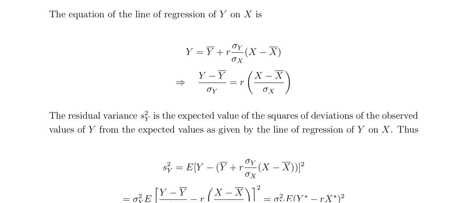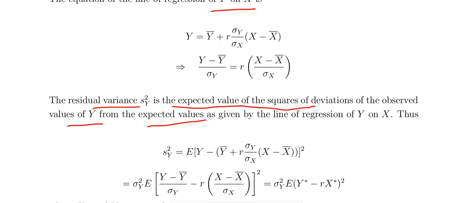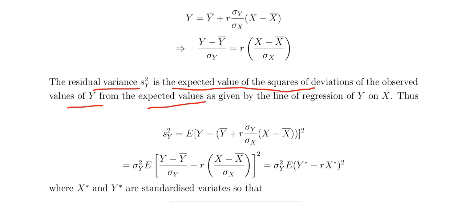The equation of lines of regression y on x, that is y minus y bar equal to something, so y equal to y bar plus r into sigma y by sigma x into x minus x bar. So from this, y minus y bar divided by sigma y equal to r into x minus x bar divided by sigma x. So the residual error, residual variance sy square, is the expected value of the squares of the deviation of the observed value of y from the expected value as given by the lines of regression of y on x. So sy square is the E of y minus y bar plus r into sigma y by sigma x into x minus x bar, whole square. That is the idea.